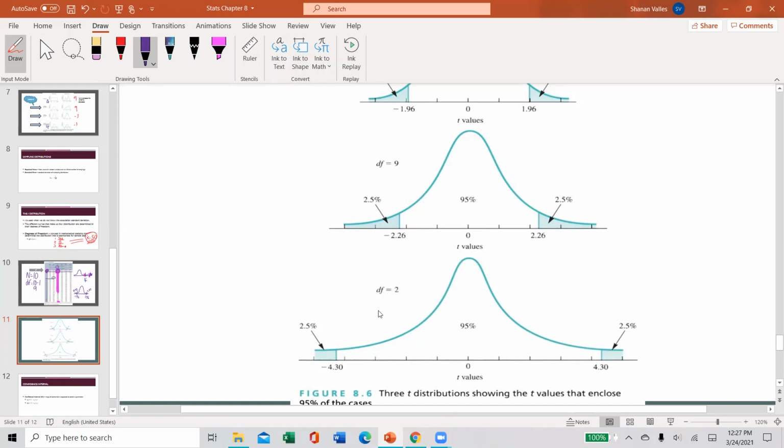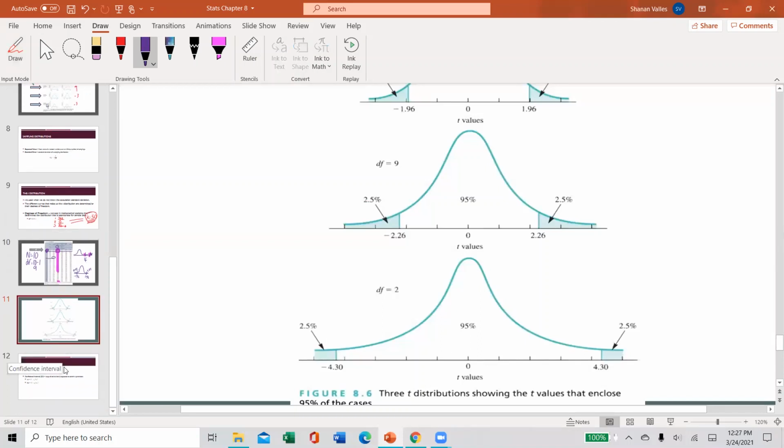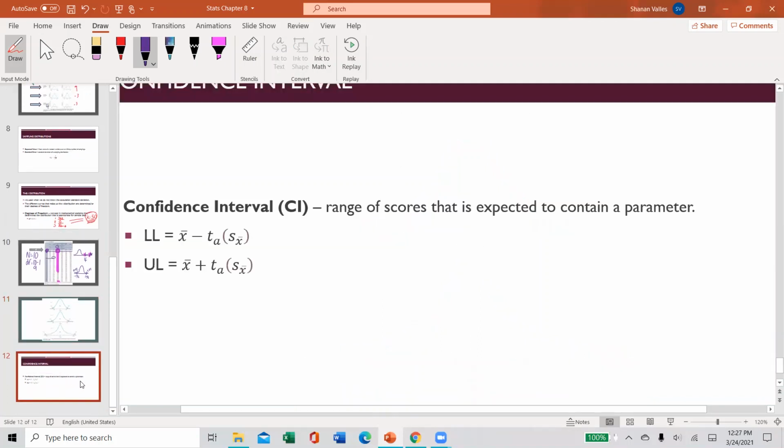If you only have a degrees of freedom of 2, that t-value is a negative 4.30. It's separating off that extreme 5%. It's going to be a lot harder to get out in that range, okay? I promise you all of this will make more sense. Next week, we'll go over confidence intervals. We won't do it right now.